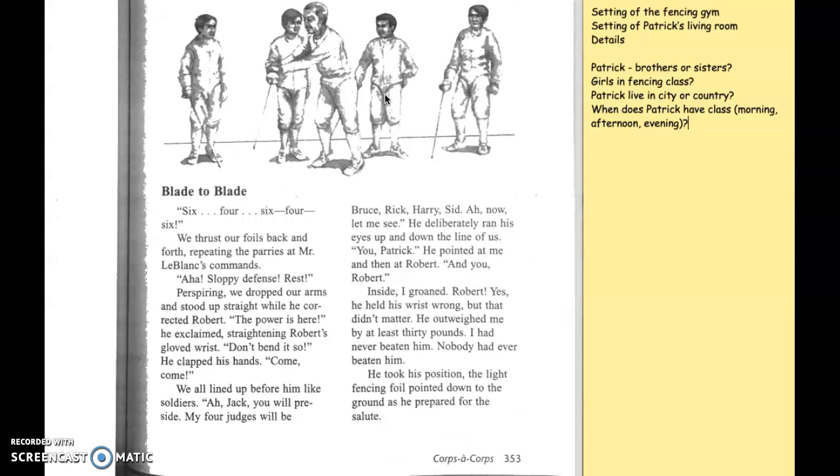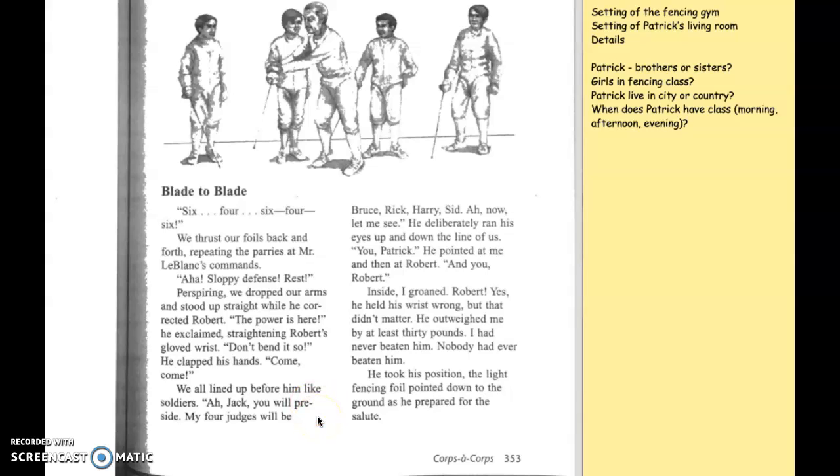Blade to blade. 6, 4, 6, 4, 6. We thrust our foils. These are the foils. We thrust our foils back and forth, repeating the parries at Mr. LeBlanc's commands. Aha! Sloppy defense. Rest. Perspiring, we dropped our arms and stood up straight while he corrected Robert. The power is here, he exclaimed, straightening Robert's gloved wrist. Don't bend it so, he clapped his hands. Come, come. We all lined up before him like soldiers.